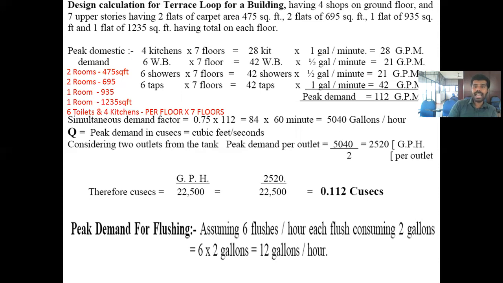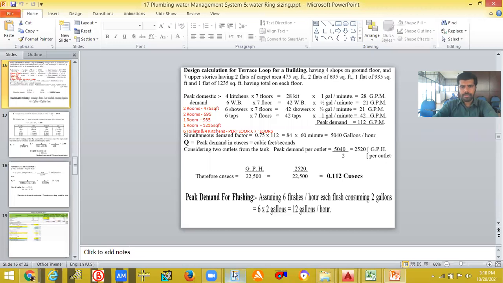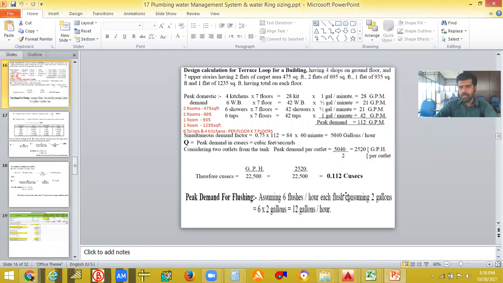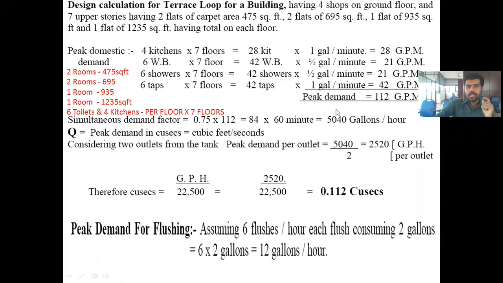In order to convert gallons per minute to gallons per hour, you just multiply with 60 minutes, since 1 hour is equal to 60 minutes. 84 into 60, how much? Yes, 5040. So 5040 gallons per hour is our demand.